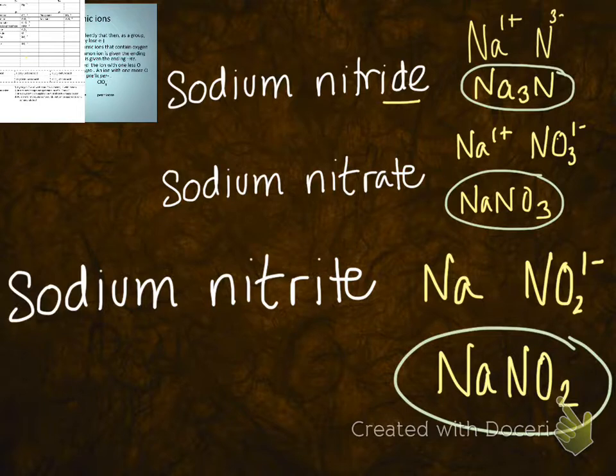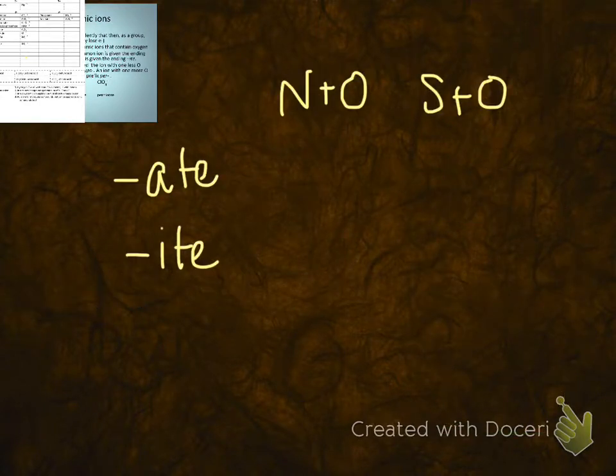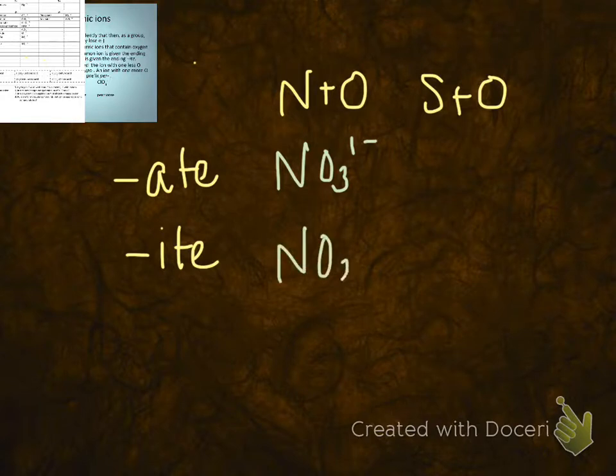Let's clear up one possible misconception before it starts. Do you have your reference sheet ready? Excellent. So let's look at those ATE and ITE endings in nitrogen. Well, we just did that. You just found those. And you know that NO3 1- is the nitrate ion, while NO2 1- is the nitrite ion. What about the polyatomic ions formed with sulfur?